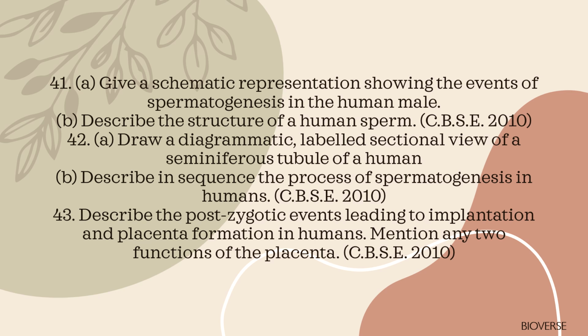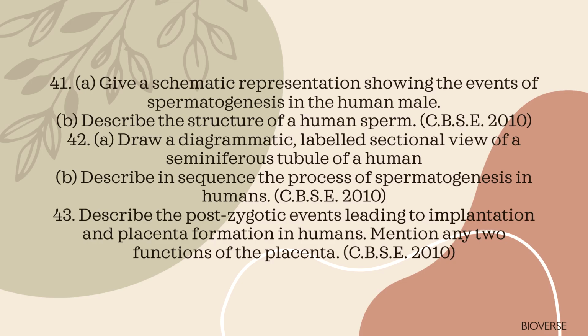Spermatogonia 2N divide by mitosis to form more spermatogonia and primary spermatocytes. Primary spermatocytes 2N undergo meiosis 1 to form secondary spermatocytes N. Secondary spermatocytes N undergo meiosis 2 to form spermatids N. Spermatids undergo spermiogenesis, transforming into mature spermatozoa N.